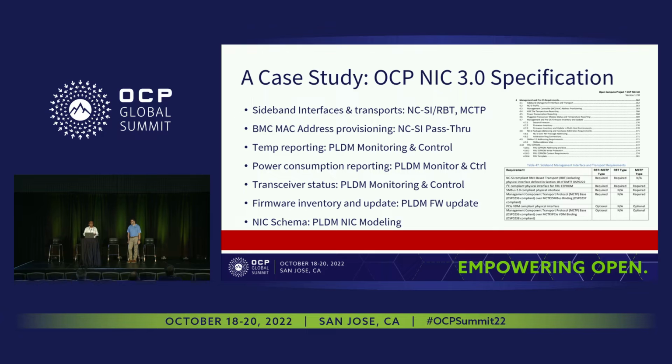What are the management features this OCP device level specification should specify, which should be common across any implementation? That's where we looked at a number of things, and out of that came some common use cases. You want BMC MAC addresses being provisioned by these devices and being retrieved. You want a minimum level of transport where you can do pass-through communication and some control.